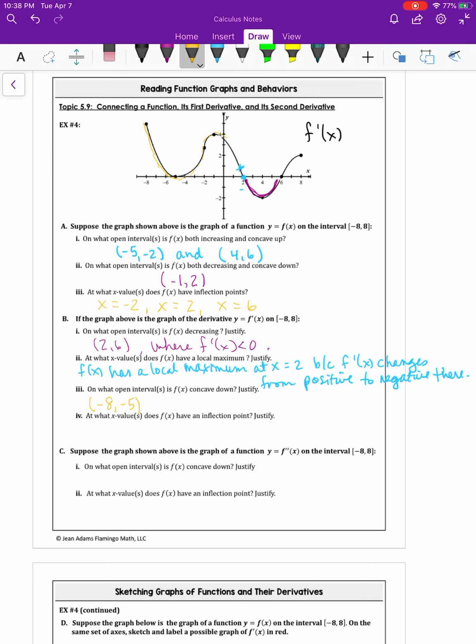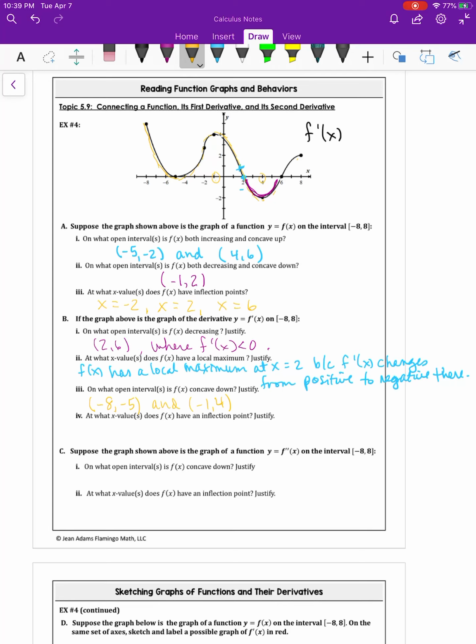Then the slopes of your tangent lines are positive, positive, positive, but then they start being negative, negative, negative. From -1 all the way to 4, we would have concave down. And then positive, positive, positive. So those would be the only two intervals.